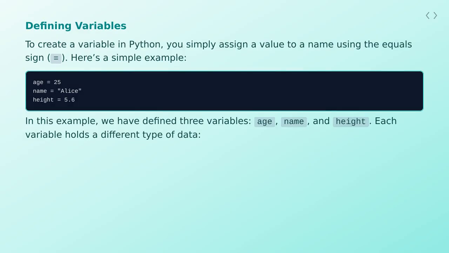Defining variables, let's dig in. To create a variable in Python, you simply assign a value to a name using the equals sign, =. Here's a simple example. I'll let you read the examples on screen rather than reading every line aloud. In this example, we have defined three variables: age, name, and height. Each variable holds a different type of data.